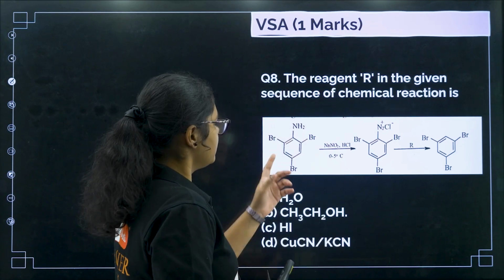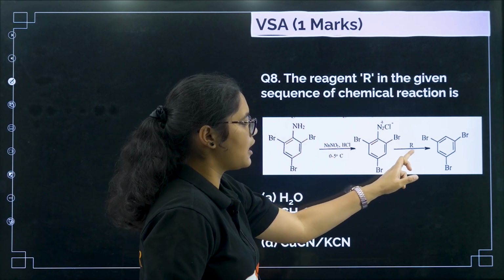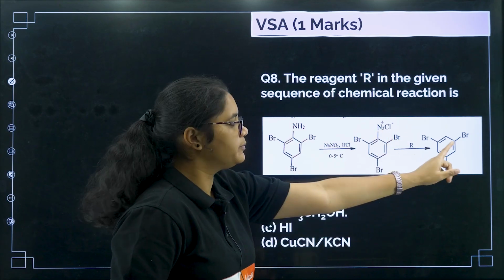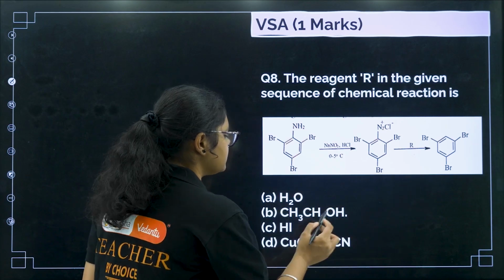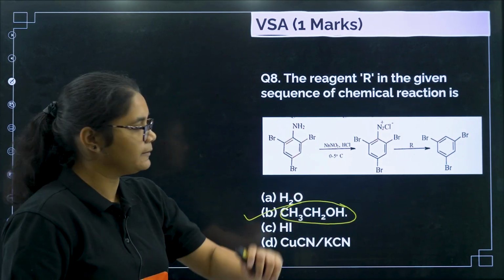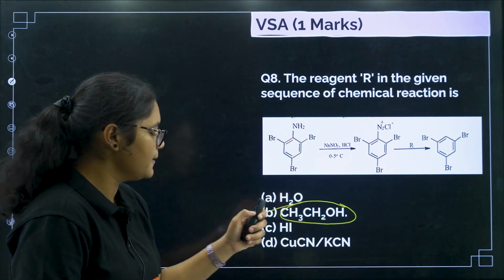Okay, next, the reagent R in the given sequence of chemical reactions is, okay. So now what we are doing, first NaNO2 converts it to N2 plus Cl minus, and then you want R, means you are replacing this N2 plus Cl minus with an H group, okay. So for replacing with an H group, we need ethyl alcohol, option number B is the correct answer. I will be discussing the reactions, at that time I will be telling you all these reactions again, okay.